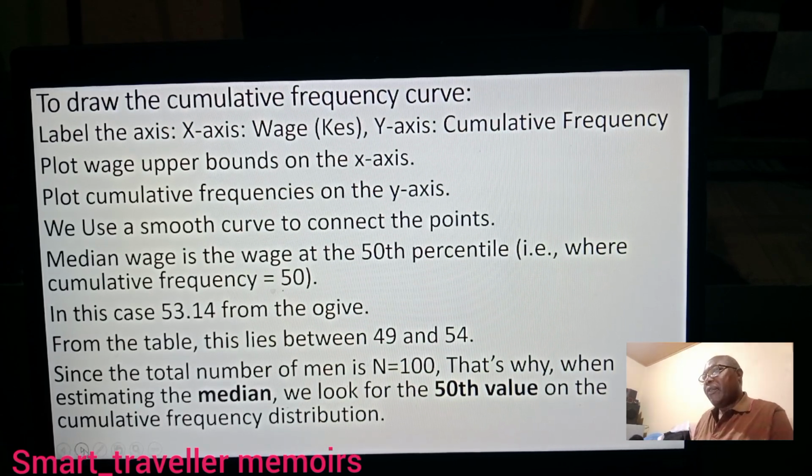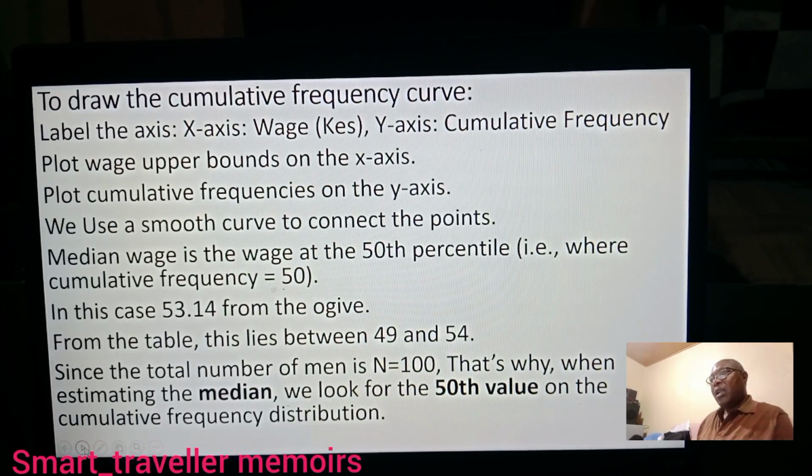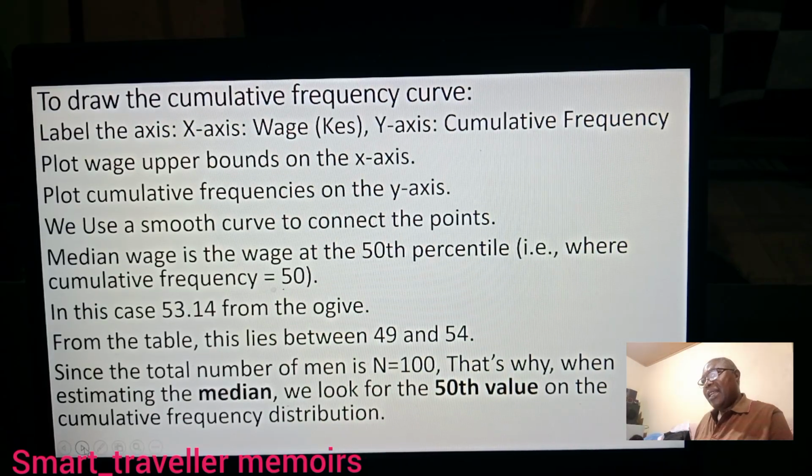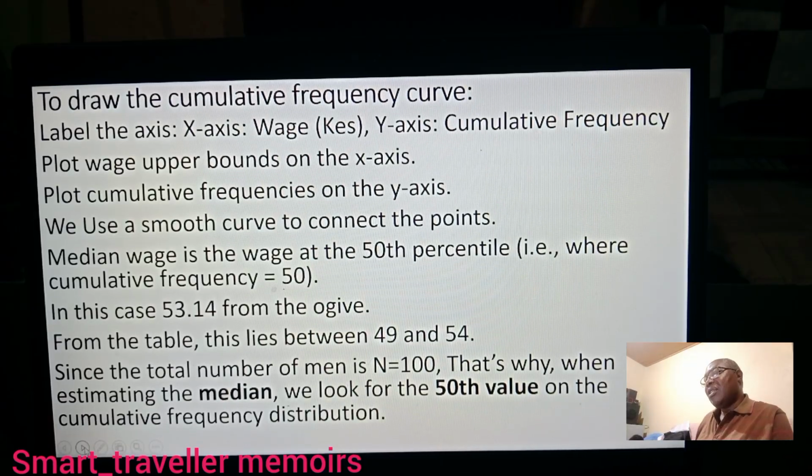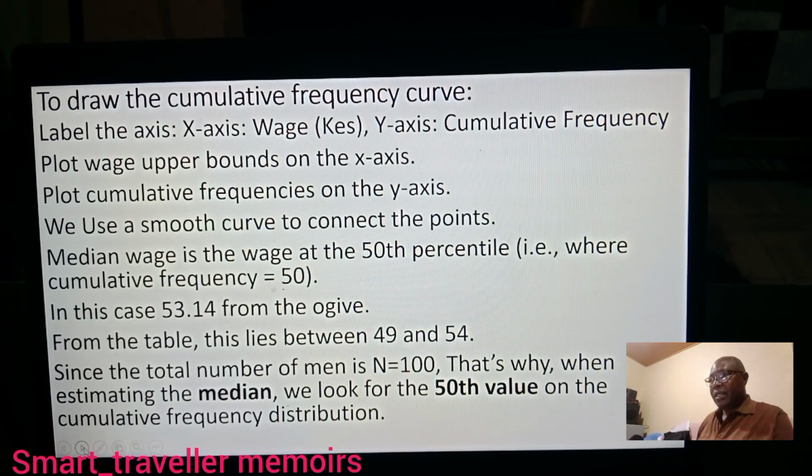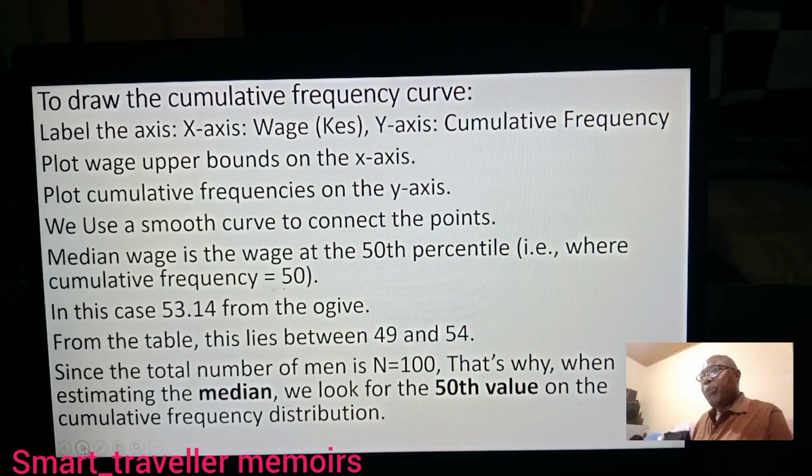To draw the cumulative frequency curve, you first label the axes. On the x-axis, you label the ranges in Kenya shillings. On the y-axis, you label the cumulative frequency. Then you plot the range upper bounds on the x-axis, and then you plot the cumulative frequencies on the y-axis. We use a smooth curve to connect the points.